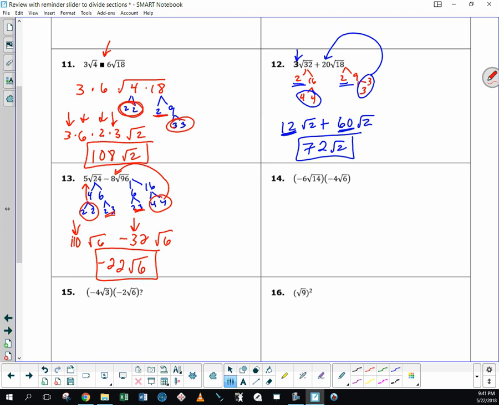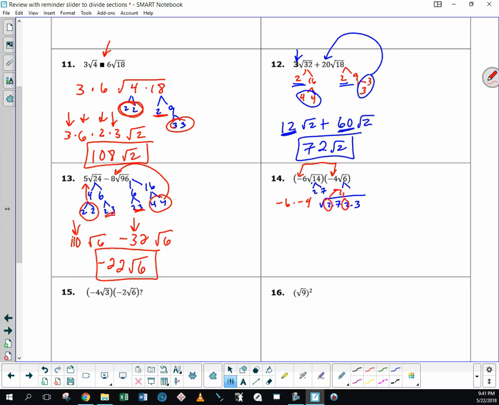Taking a look at 14, outside times outside, inside times inside. So I'm going to say negative 6 times negative 4. And then underneath my radical, I'm going to have 14, which is 2 and 7, and 6, which is 2 and 3. I went ahead and broke it down this time because I can see that I get a pair of 2's that's going to come out.